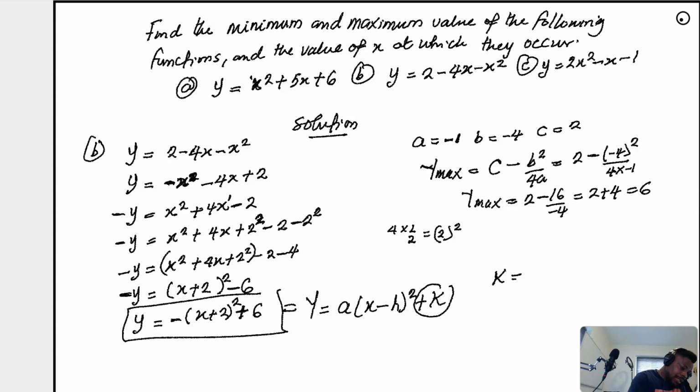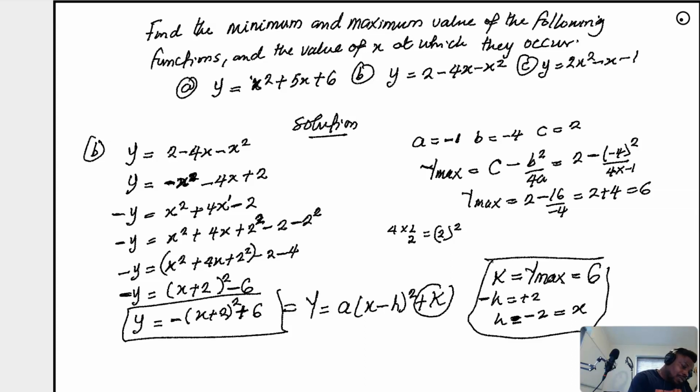Our k is plus 6, and that is our maximum value of the function, so y max is 6. Then our h: minus h plus 2, that is, h is minus 2, right? Good. And that is the same value as our x. So you can see here that my y max is already 6. We used that formula directly and got 6 at an x value of minus 2. So this is how to do that when your coefficient of x squared is minus 1.